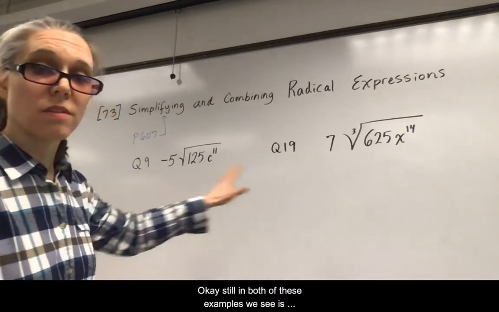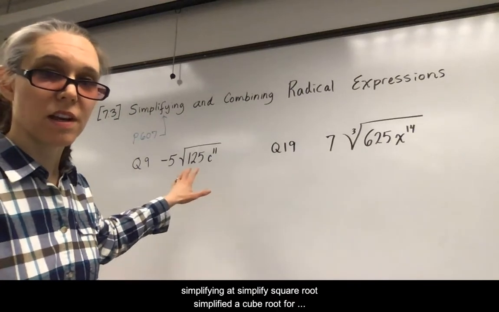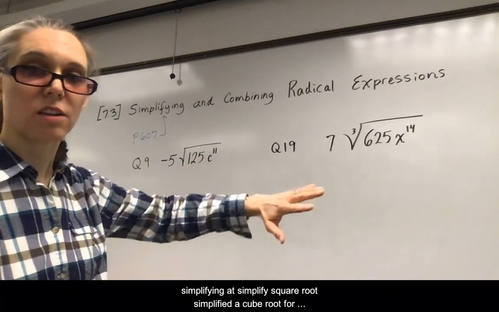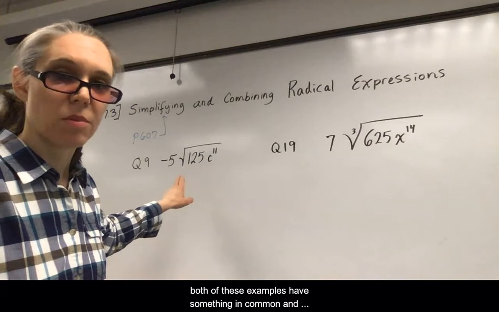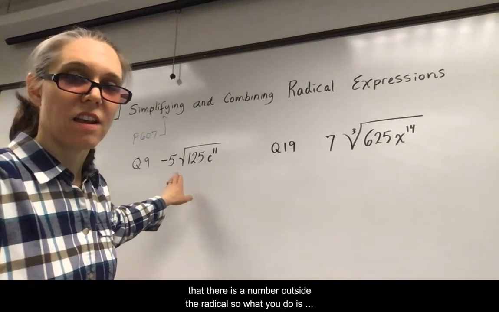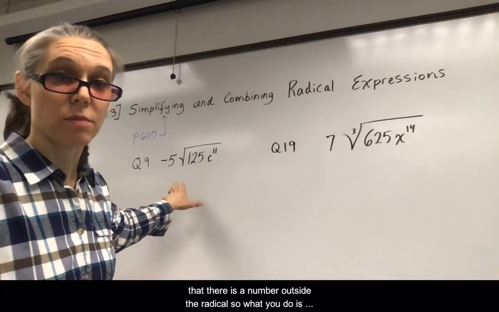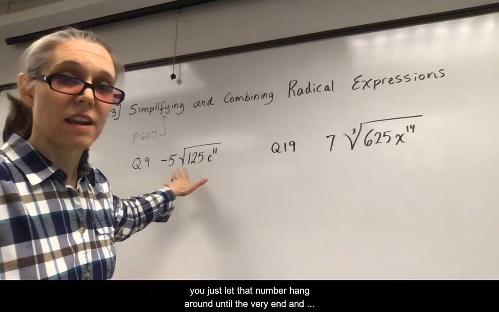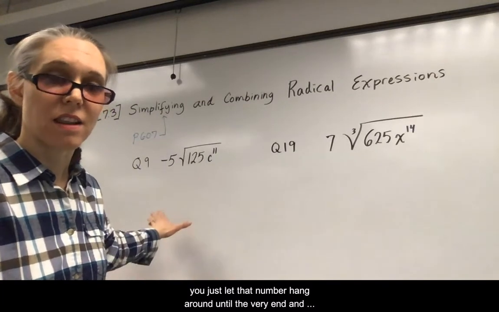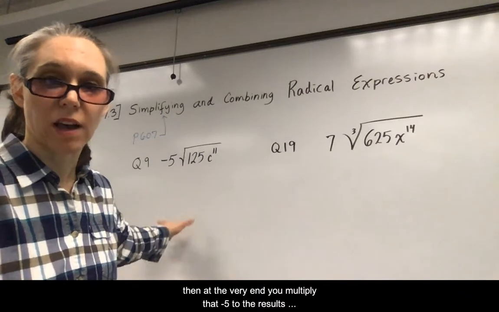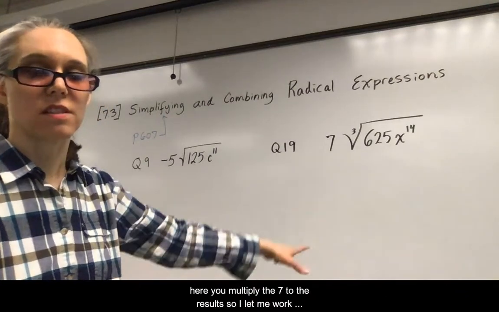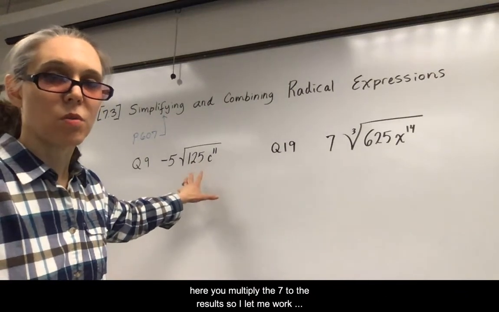Okay, so in both of these examples, we see simplifying a square root and simplifying a cube root. But both of these examples have something in common in that there is a number outside the radical. So what you do is you just let that number hang around until the very end, and then at the very end you multiply that -5 to the result. Here you multiply the 7 to the result. So let me work through these problems.